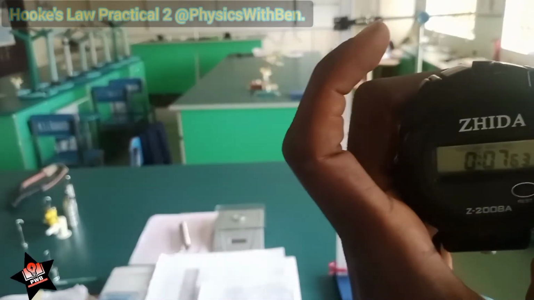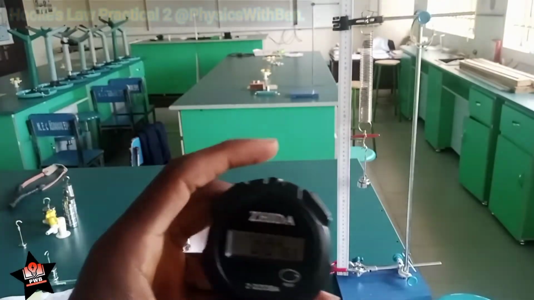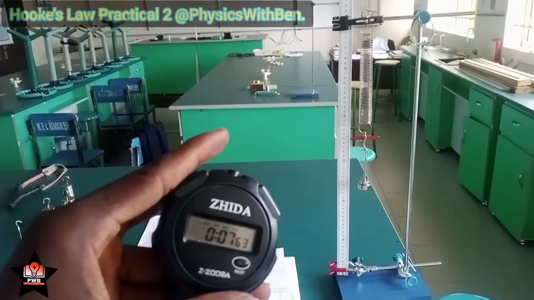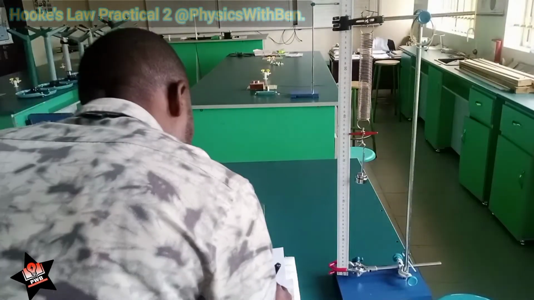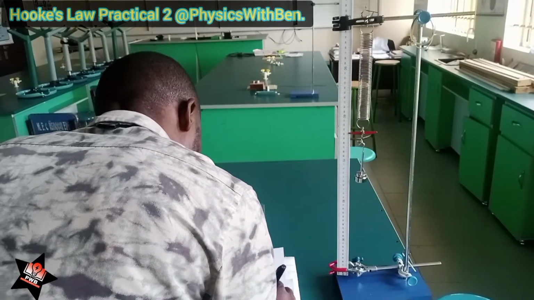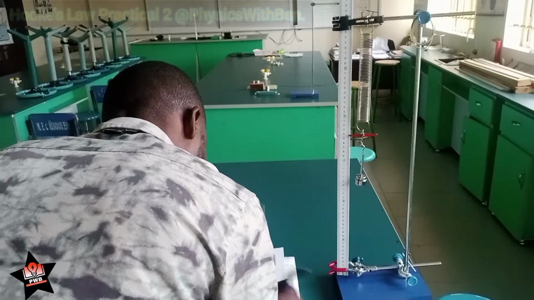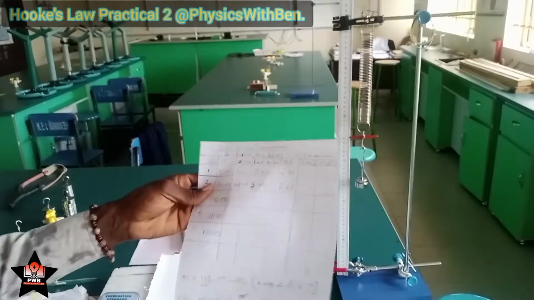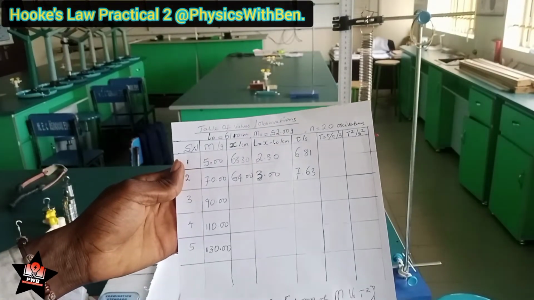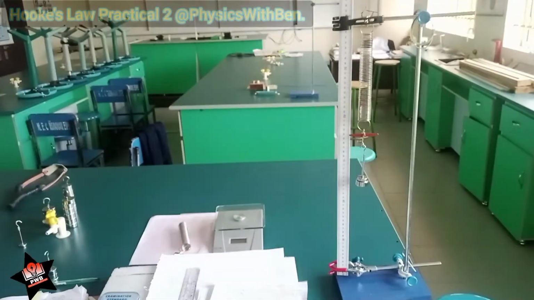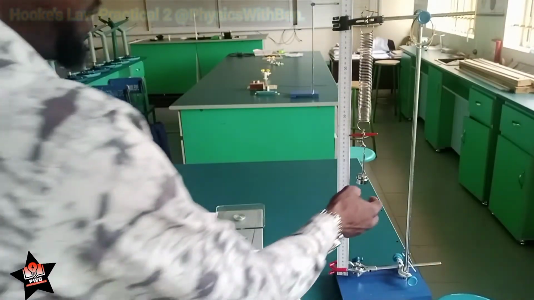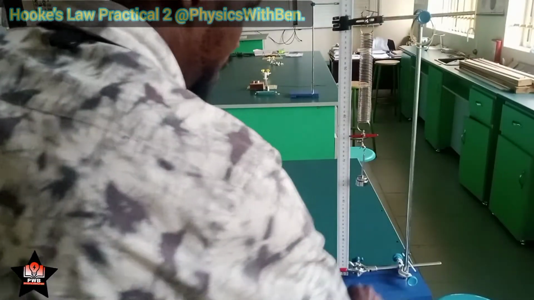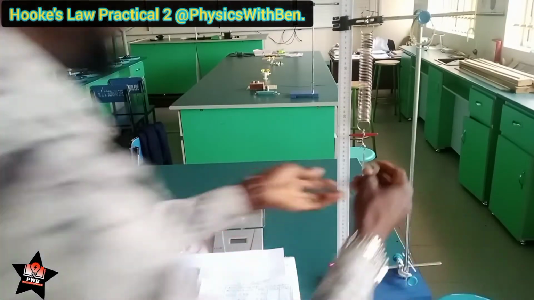Wow! So my result this time is 7.63 seconds. So I write 7.63 seconds. Good. So I will increase it to 90. This is 70, 80, 90. Addition of this is 90.